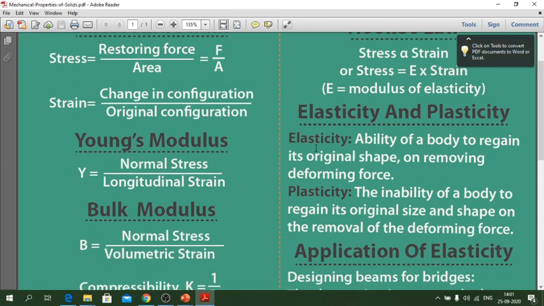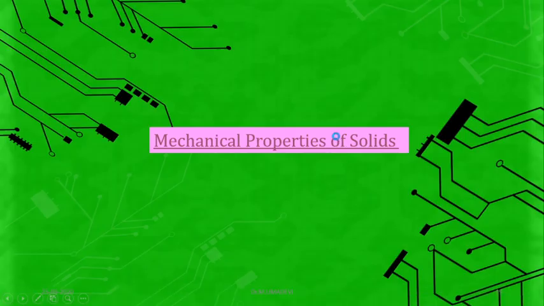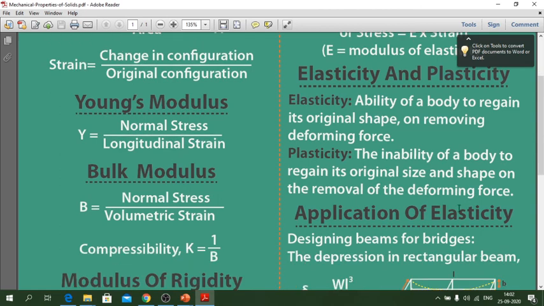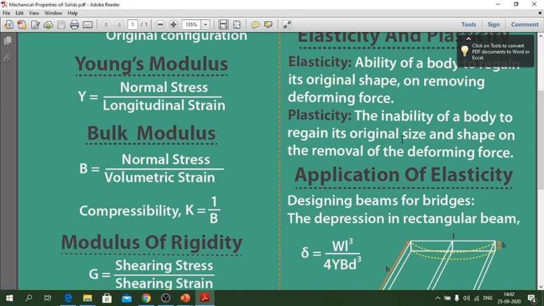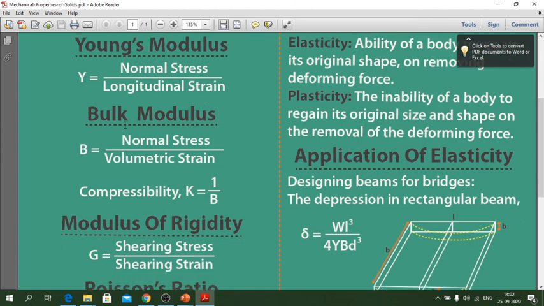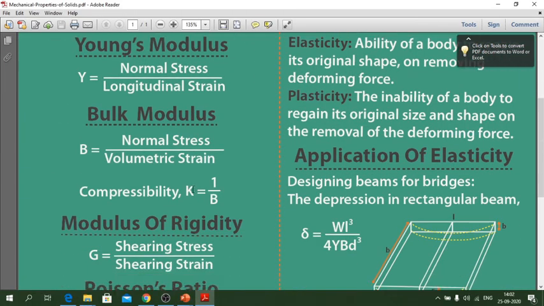And elasticity we have seen, and plasticity, it is a review class. The elasticity is the ability of a body to regain its original shape on removing the deforming force, whereas the plasticity is nothing but when we remove the force, it won't come to the original. That means the inability of the body to regain its original size and shape on removal of the deforming force. This is the difference between elasticity and plasticity. Then bulk modulus is nothing but normal stress to volume strain. Bulk modulus is denoted by the letter K. K is equal to 1 divided by B. K is nothing but compressibility.